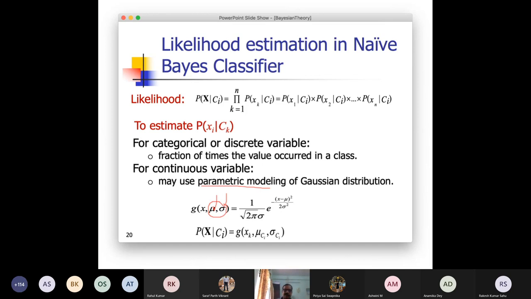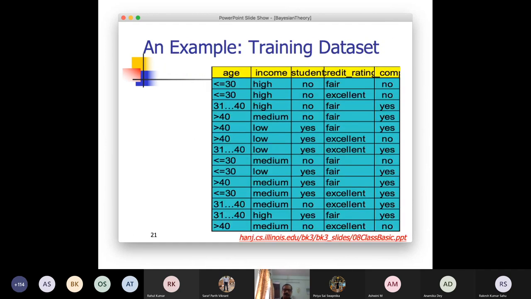So similarly, for every class, you have to compute its own parameter set for these likelihood functions. And once you get them, then the whole computation can be done for the Bayesian classification. So a simple example is given here. It has been taken from particular lecture slides, as you can see in the reference.